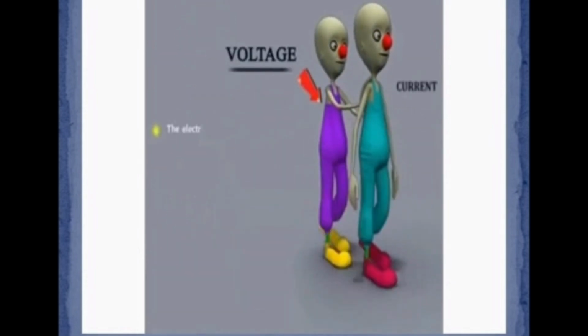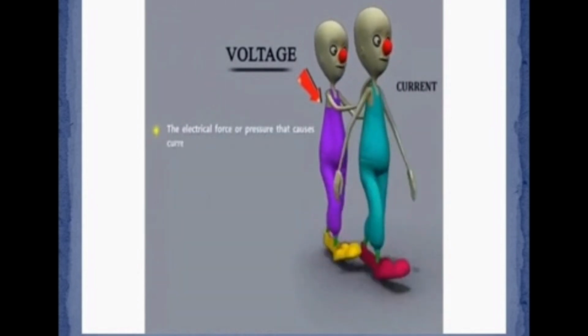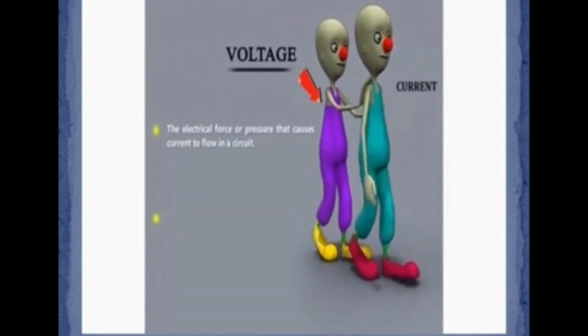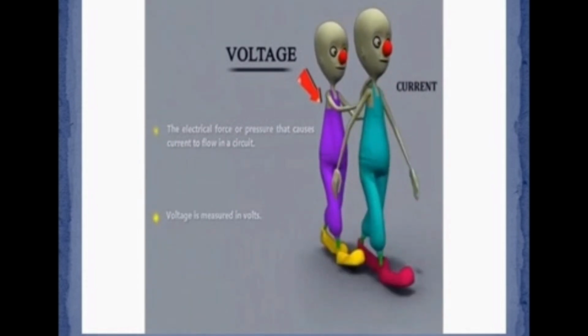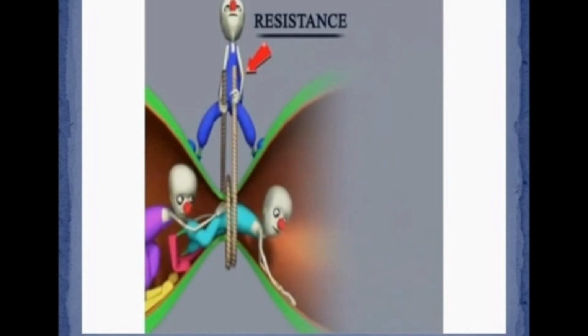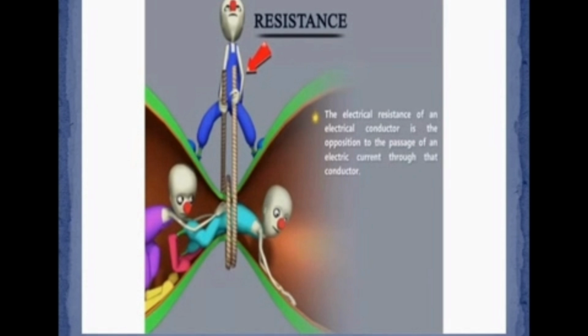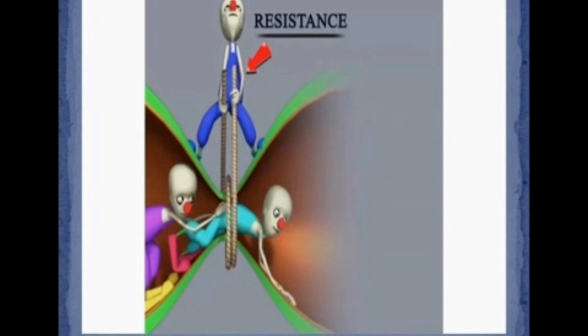So next thing is voltage. Voltage means the electrical force or pressure that causes the current to flow in a circuit. That is potential difference. Voltage is measured in volts. Next thing is resistance. The electrical resistance of an electrical conductor is the opposition to the passage of an electric current through the conductor. So what prevents the flow of charge is resistance. Resistance is measured in ohms. The unit of resistance is ohm. Okay, so this is Ohm's law. You would have already studied this.